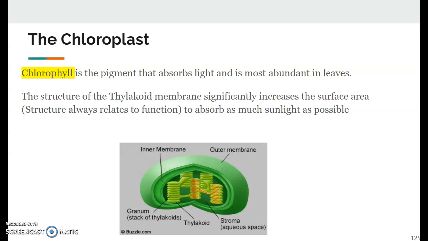All right. The structure of the thylakoid membrane, you know, those flattened stacks. I don't know if I said green pancakes. They look like green pancakes to me. Those flattened stacks significantly increase the surface area. And as we've talked about, the structure of something always relates to the function. So what this does is it allows the plants to absorb as much sunlight as possible.